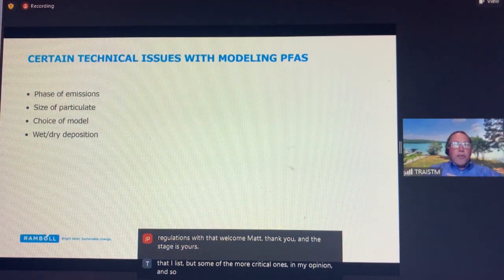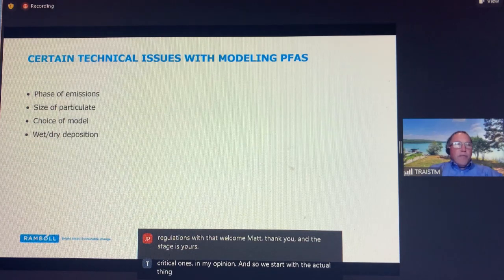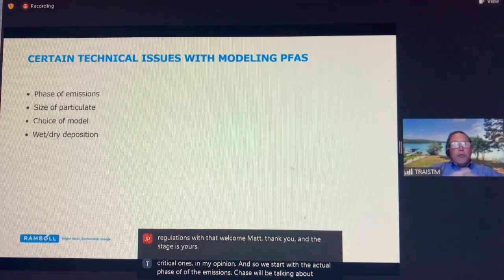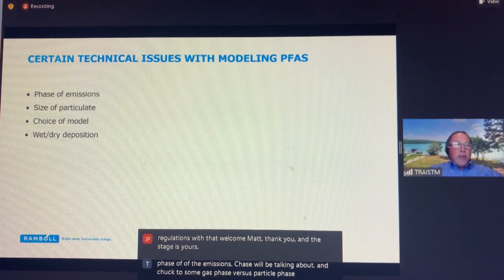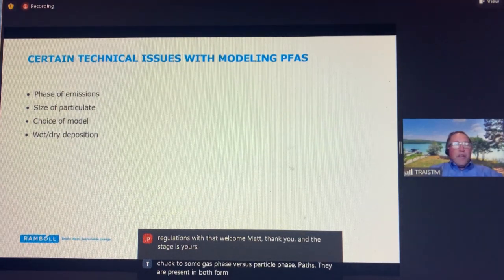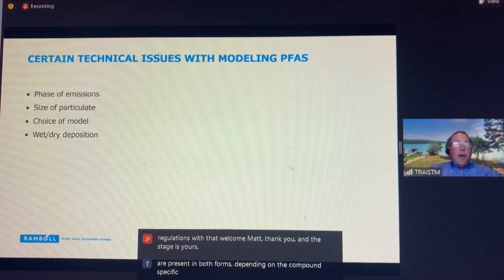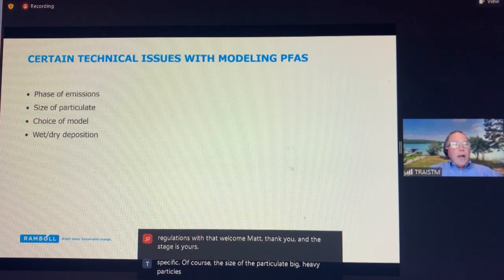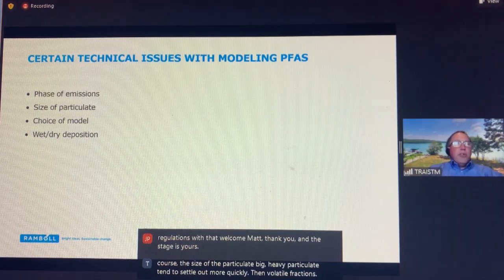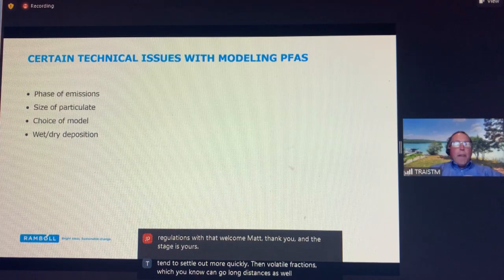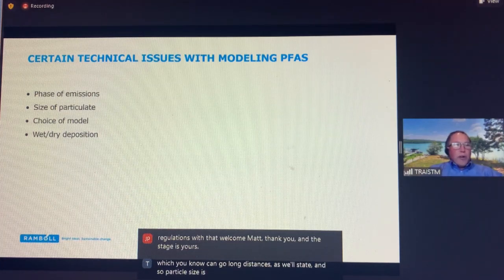And so we start with the actual phase of the emissions. Chase will be talking about, and Chuck too, some gas phase versus particle phase PFAS. They are present in both forms depending on the compound specific. Of course, the size of the particulate, big heavy particulate tend to settle out more quickly than volatile fractions, which can go long distances, as we'll state. And so particle size is a very important element when plugging it into a dispersion model.